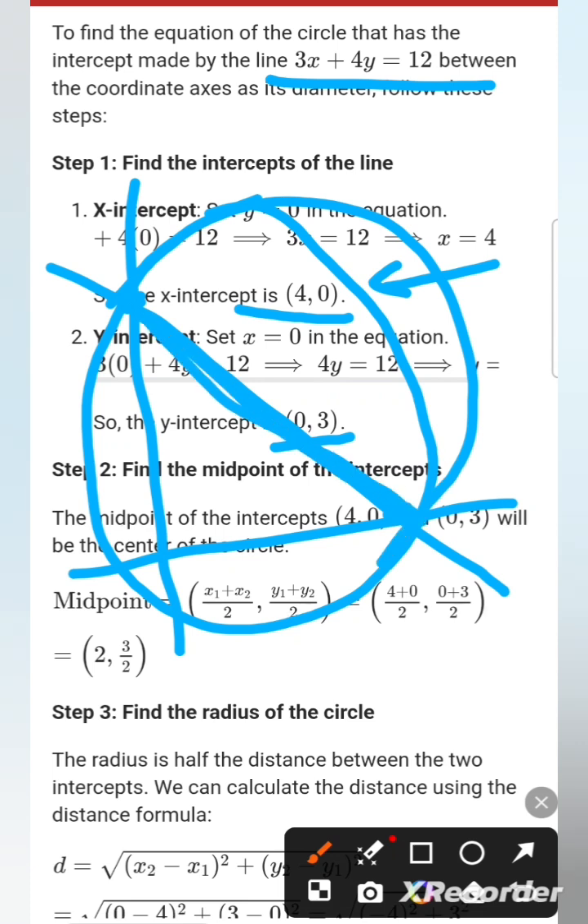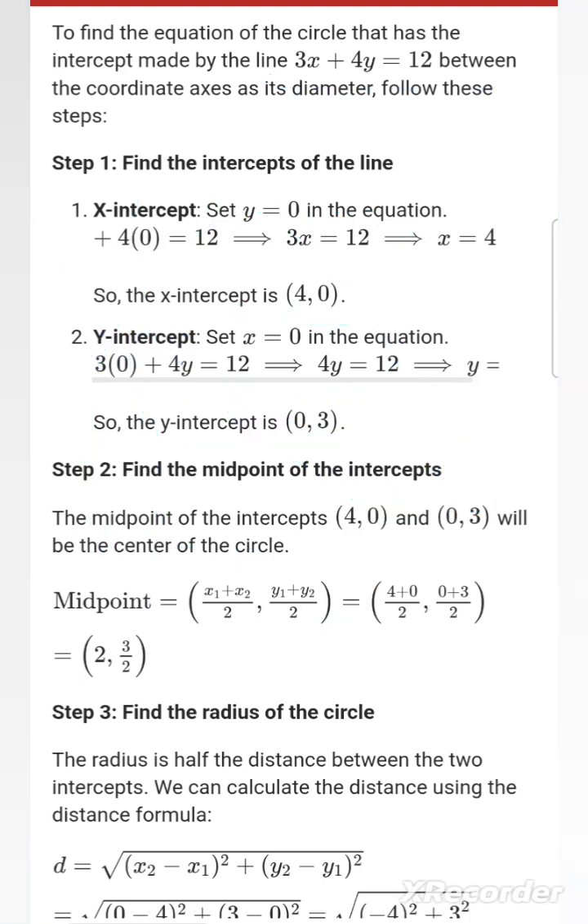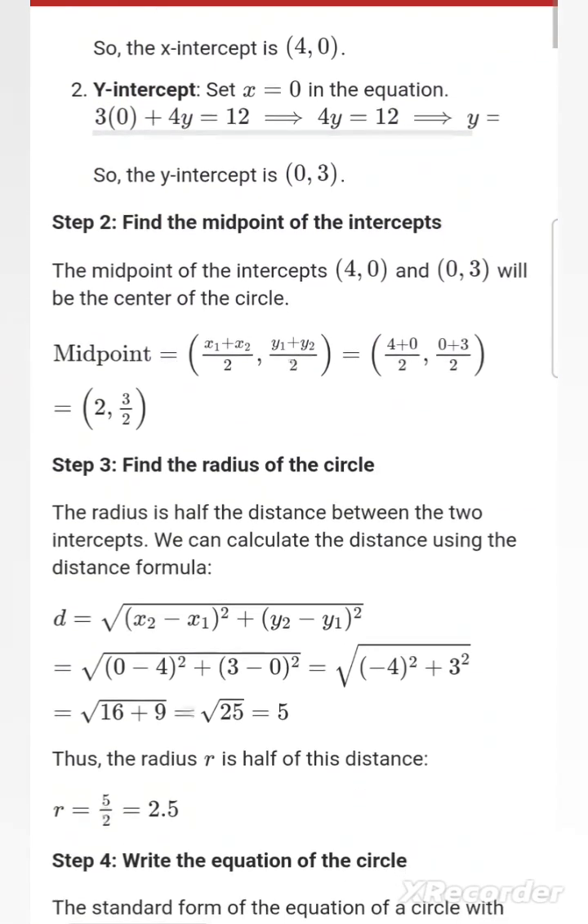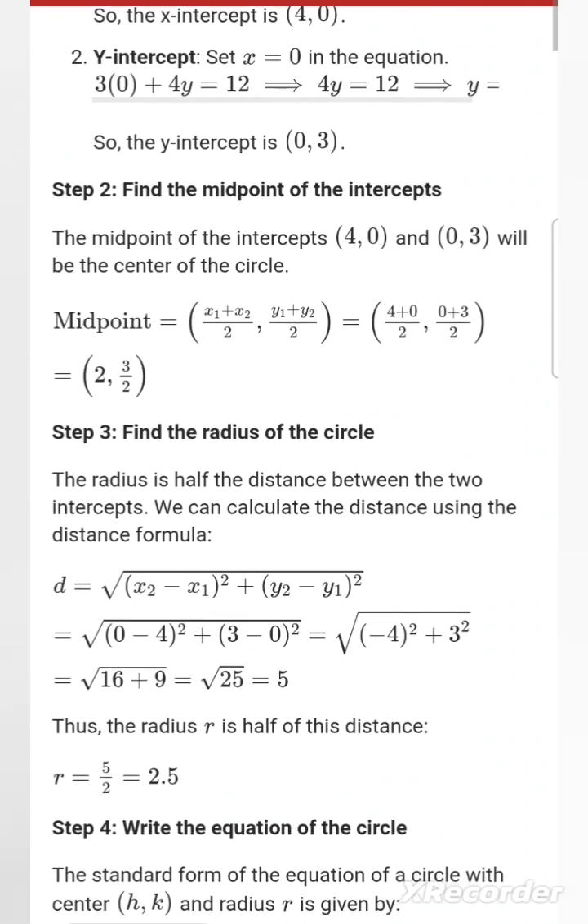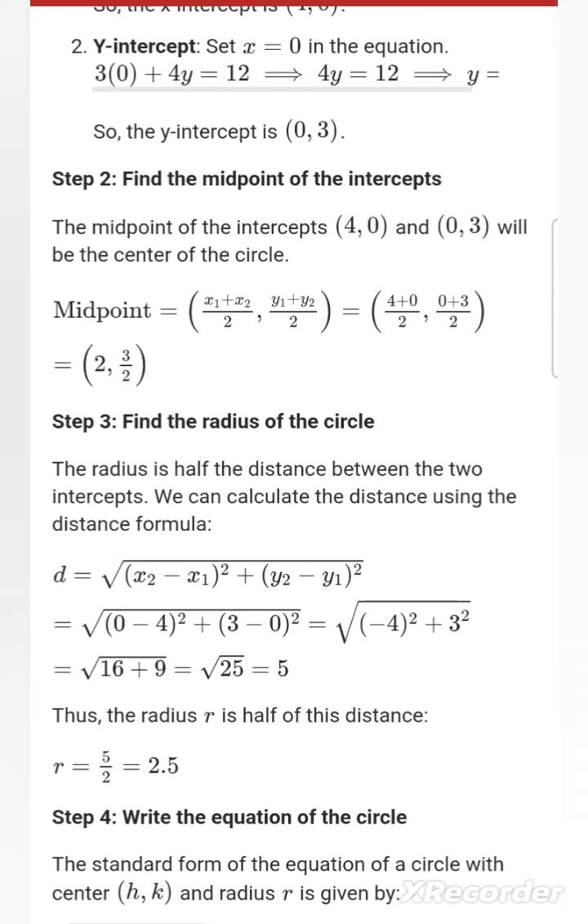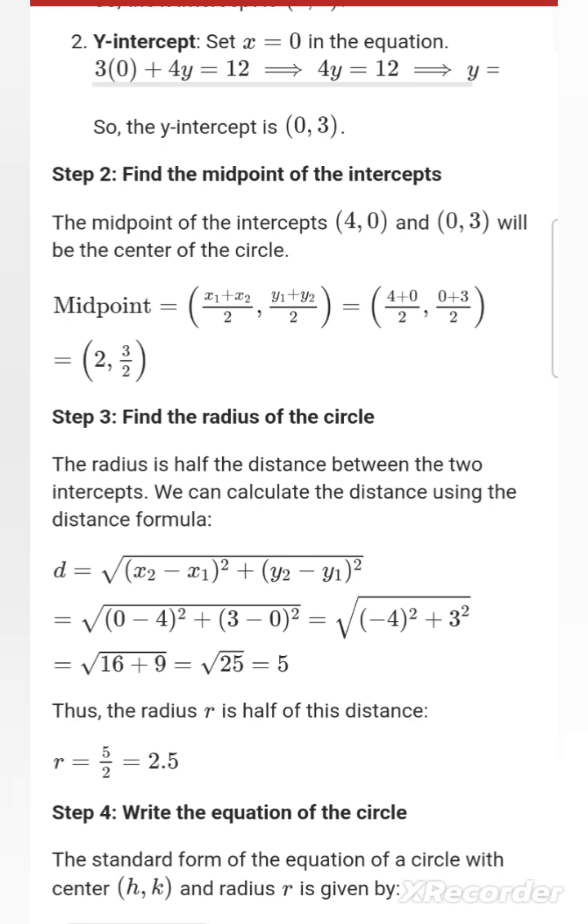So you can use the diameter formula, or you may use the standard equation of the circle, for which we have to find the center and we have to find the radius. So to find that, what has been done? Find the midpoint of the line joining (4, 0) and (0, 3), which has come to (2, 3/2). Then in step 3, we are going to find out the radius of the circle.